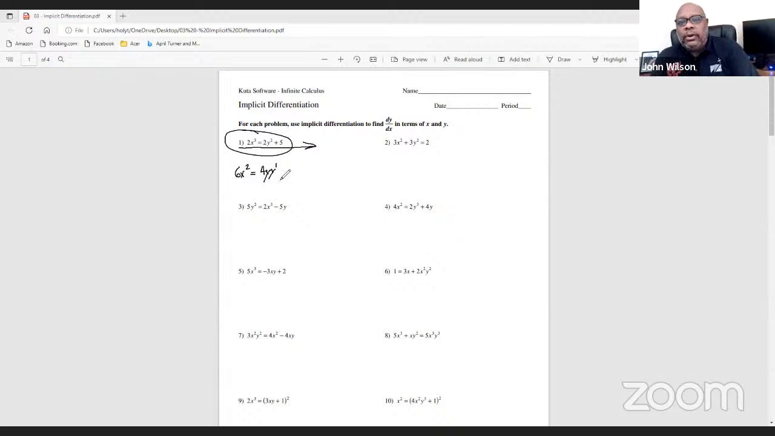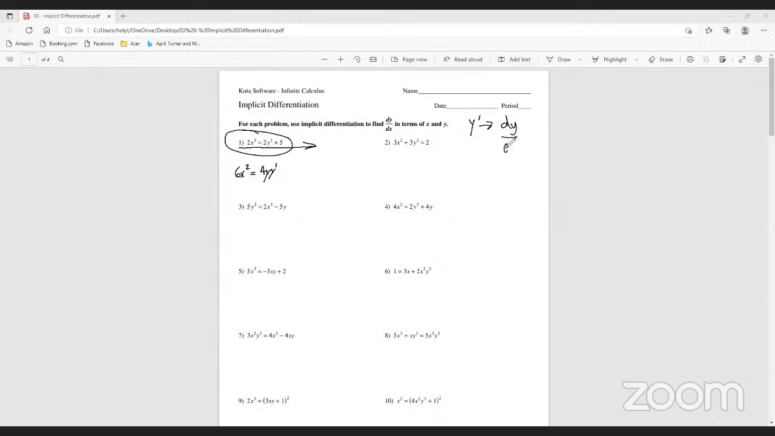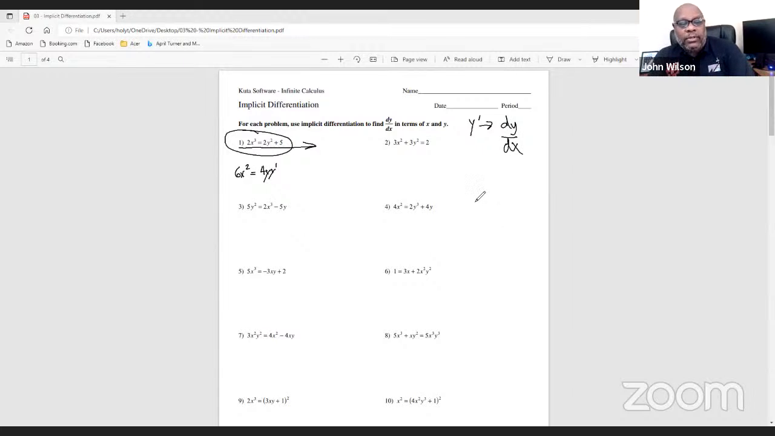Okay, because I said earlier, you missed it, that y prime is the same thing as dy dx. The reason I'm putting dy dx or y prime is because isn't that a y function here?